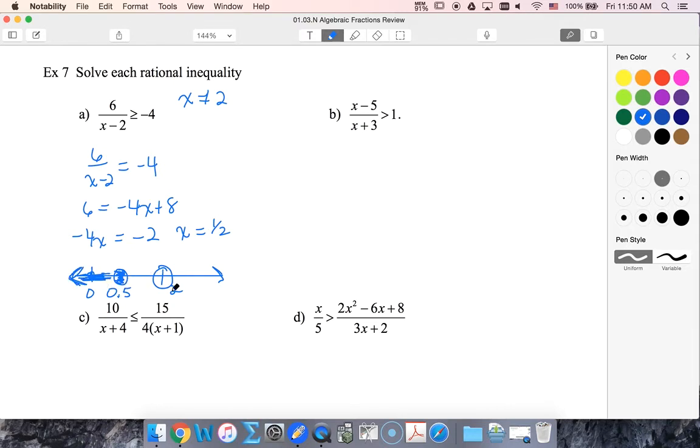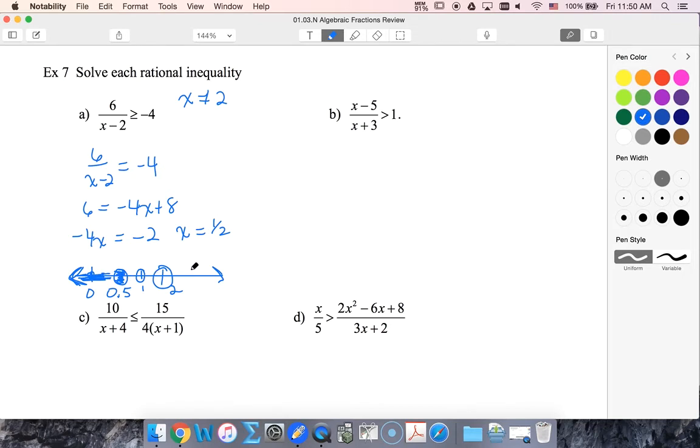A number in between a half and 2 is 1. So if I test the number 1, 6 divided by negative 1 is negative 6, which is not greater than negative 4, so that is invalid. So nothing in between this region will be a solution.